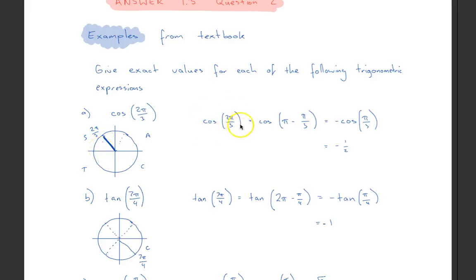So our cos of 2 pi on 3, which is exactly equal to cos of pi minus pi on 3, we know that in the second quadrant cos is negative, so we just find cos of that reference angle, and our reference angle of course was pi on 3. So from exact values we know that cos of pi on 3 is a half, so this has to be negative a half.